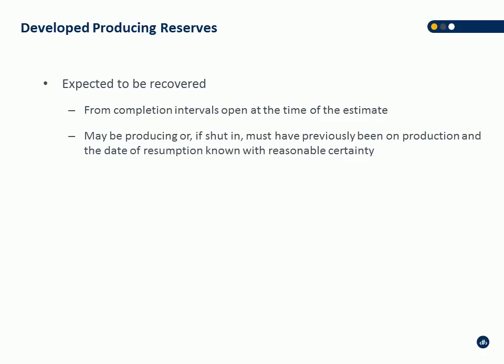The reason this second point is highlighted is because PRMS requires a completion interval that's open at the effective date of the report. COGEH says it doesn't necessarily have to be on production at the effective date of the report, but if it's not on production, it has to have been on production at some point, and the date of resumption of production has to be known with reasonable certainty. There's a slight difference between COGEH and PRMS, but producing reserves are essentially wells that are on production.